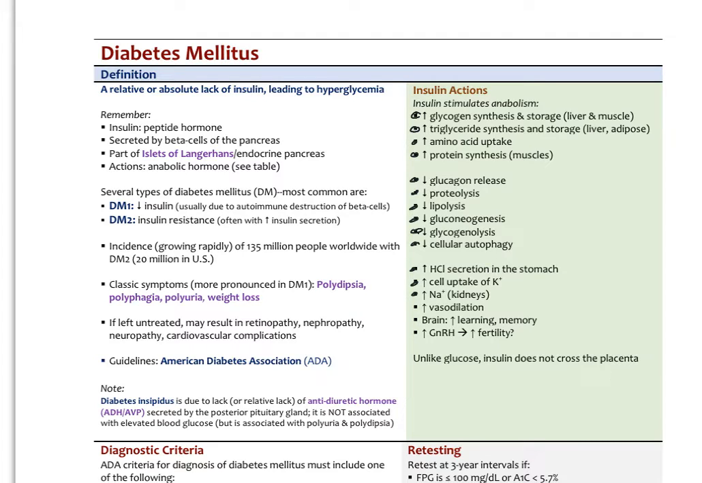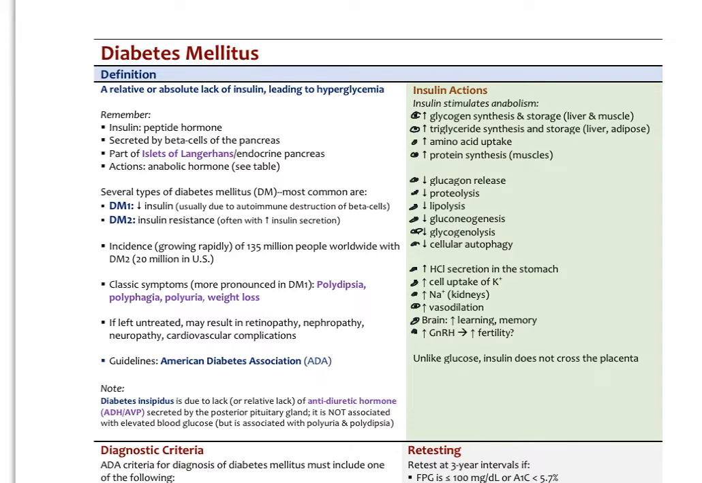Insulin has a minor vasodilatory effect, and in the brain we know it's important for supporting the glial cells as well as neurons via non-glucose dependent ways, and that's to improve learning and memory, and it tends to also somewhat increase gonadotropin releasing hormone, which would increase fertility. That's, remember, a hypothalamic hormone, which is going to stimulate the pituitary to release LH or FSH, which will regulate estrogen and progesterone. Unlike glucose, insulin, because it's a fairly large peptide hormone, will not cross the placenta. Okay, so that's the basic actions of insulin, again, an anabolic hormone.